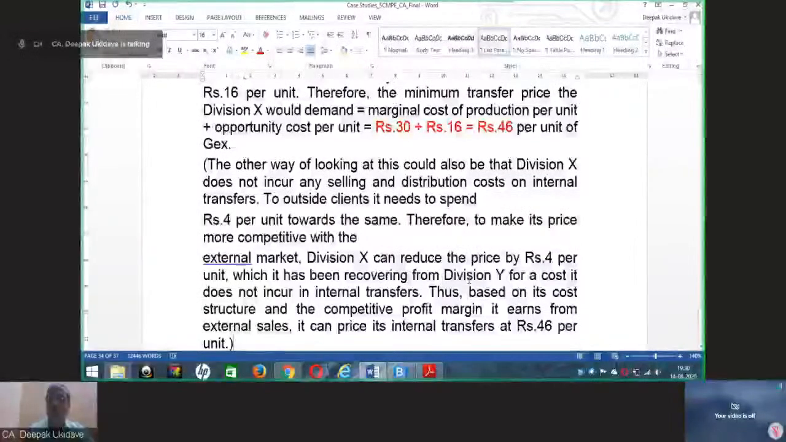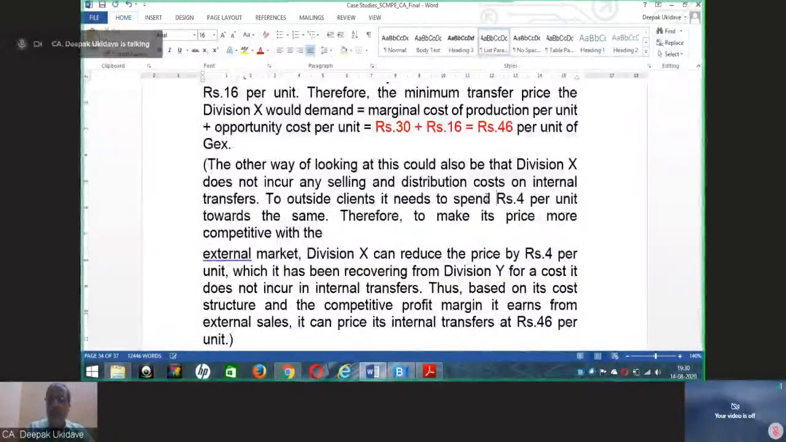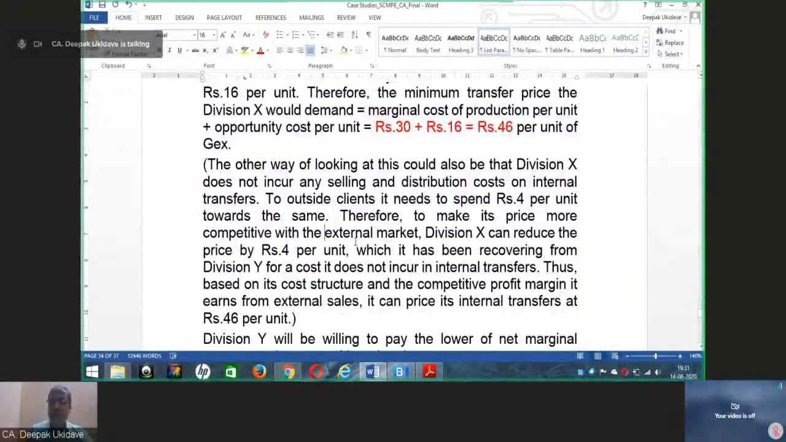So that way also it tallies. That 30 plus 16 is 46 and 50 minus 4 is also 46. To outside clients, it needs to spend rupees 4 per unit, and therefore, to make its price more competitive with the external market, division X can reduce the price by rupees 4 per unit. Very simple. I have given this in the bracket, because you can argue both ways: 30 plus 16 is equal to 46, and you can argue 50 minus 4 is also equal to 46.